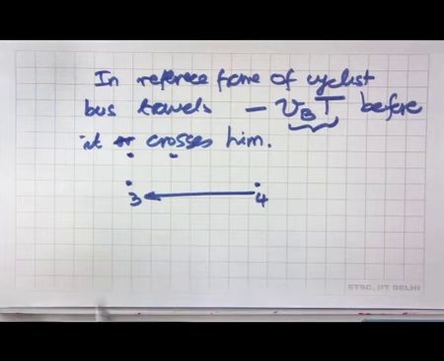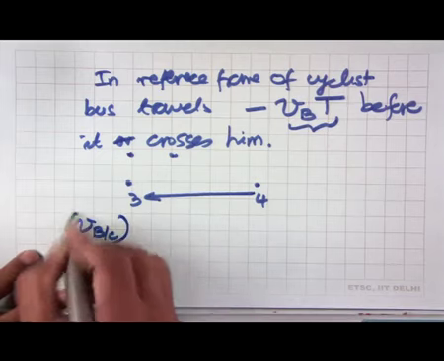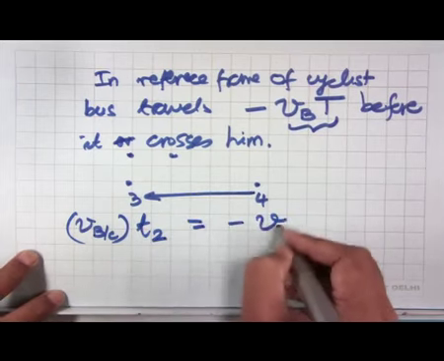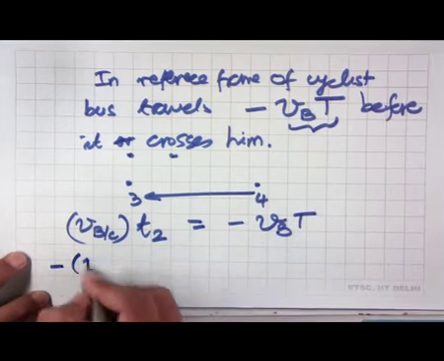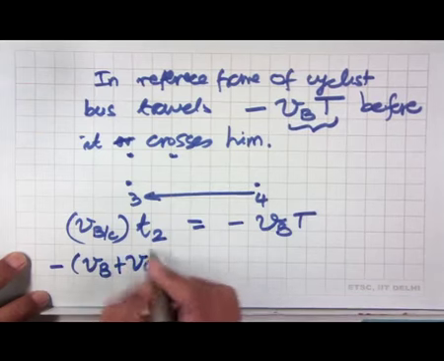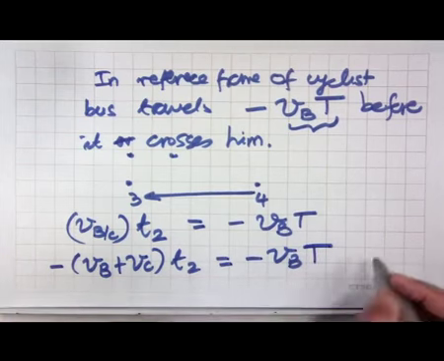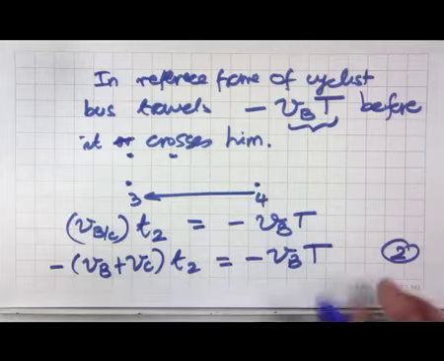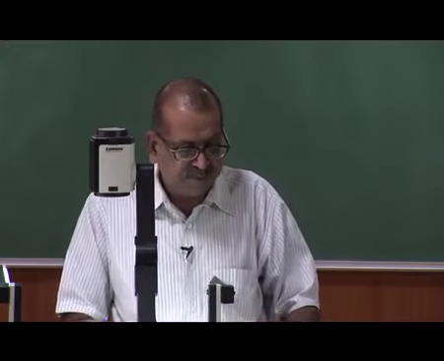So, now we again use the fact that velocity of the bus with respect to the cyclist, this time taken is T2, and this will be equal to minus Vbt, and velocity of bus as seen from the cyclist we have already worked out. This is minus of Vb plus Vc times T2 is equal to minus Vbt, and this is the same as relation number 2 which we have obtained earlier. So, when we observe things in a relative frame, we can also solve the same problem with this method.